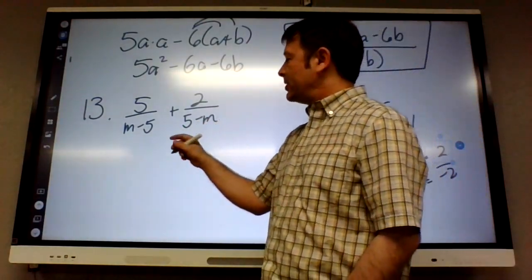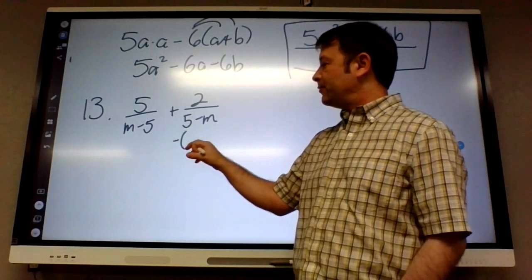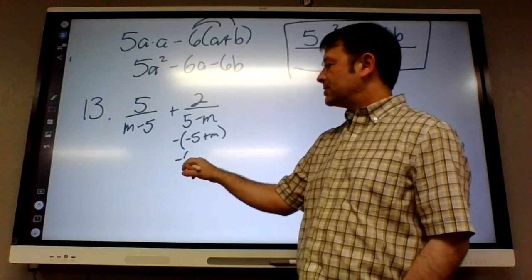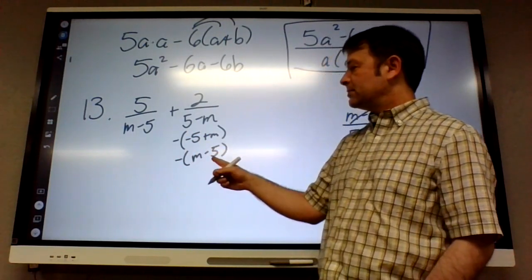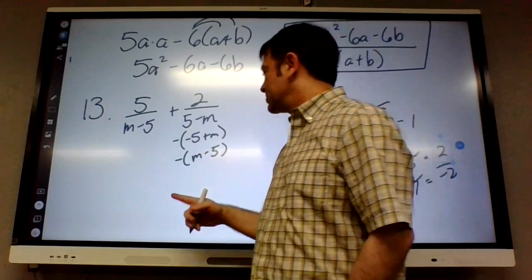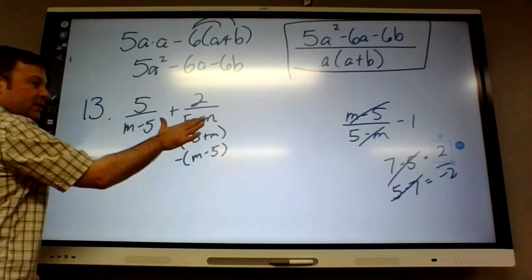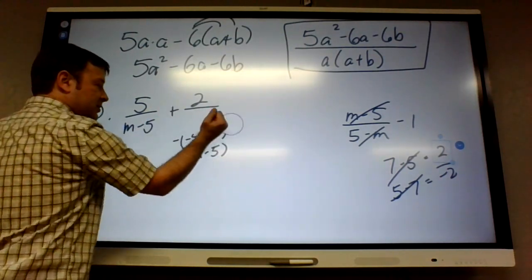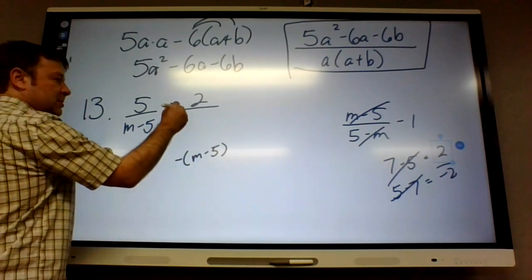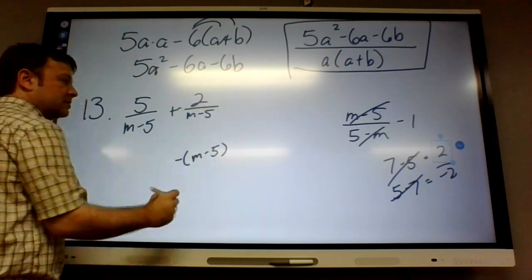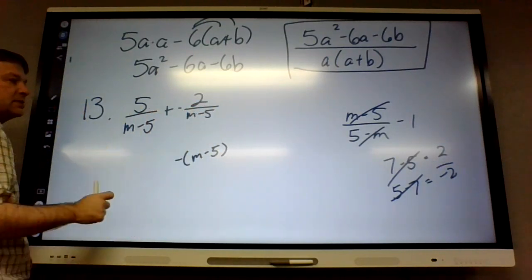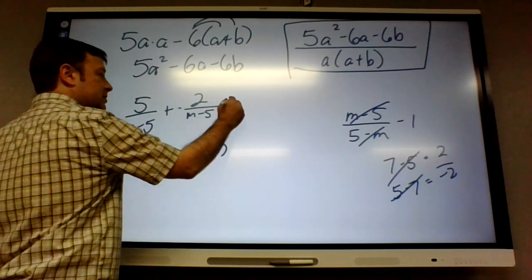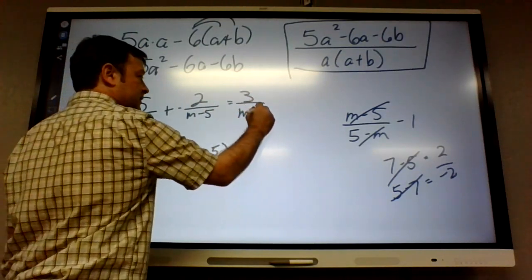So one way you can think about it, if I took a negative 1 out, this would become negative 5 plus n, which is the same thing as n minus 5. So they're opposites. If I take a negative out of this, it just turns into n minus 5. But I've got to put the negative somewhere, so the fraction just becomes negative. So instead of adding 2, we're subtracting 2. So it's 3 over n minus 5.